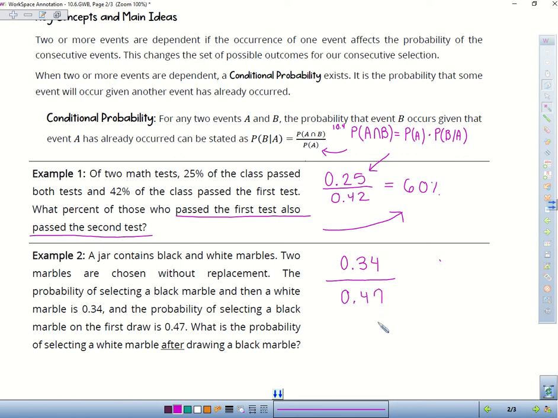So keep in mind, two events happening together is always going to be a smaller chance than one event happening. So that's why the probability on the top will always be smaller than the probability on the bottom. And if we do that math, we get approximately 72%. So there's a 72% chance of drawing a white marble after drawing a black marble. Okay? So do we have any questions about that? Okay.